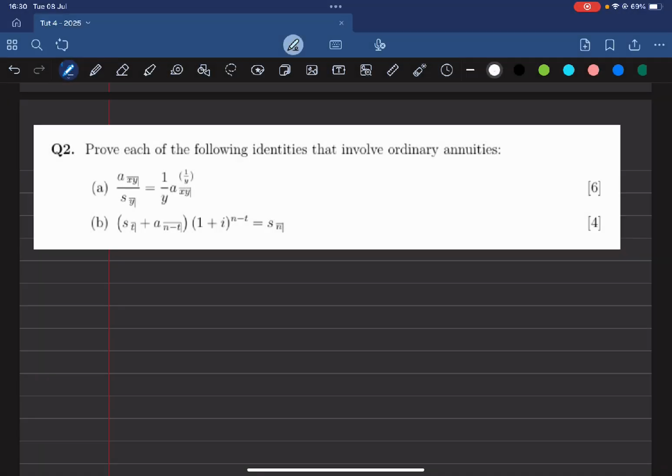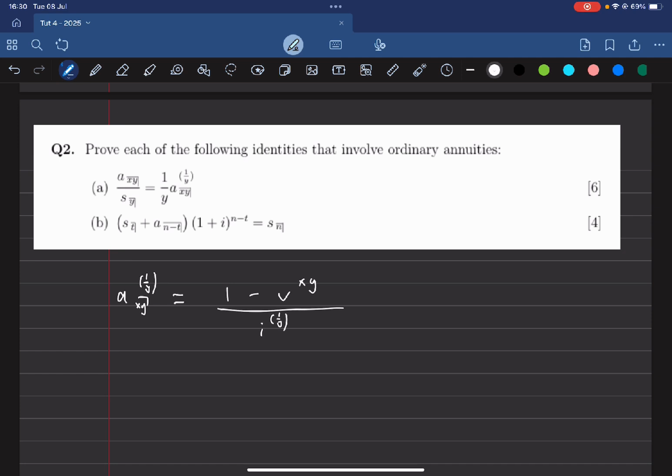Okay, now let's have a look at question 2. So question 2 has some more identities. So this is the first one we have to prove. So to prove this one, I'm going to start with just using this. So I'm going to say a of xy, 1 over y. So the way we can expand this is we can write this as 1 minus v to the power of xy over i, 1 over y.